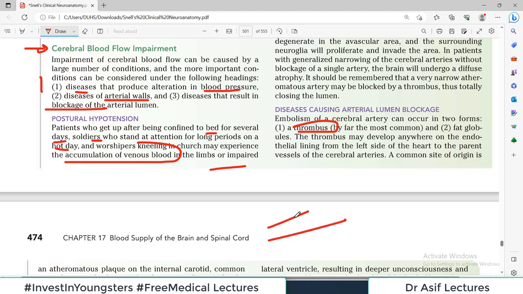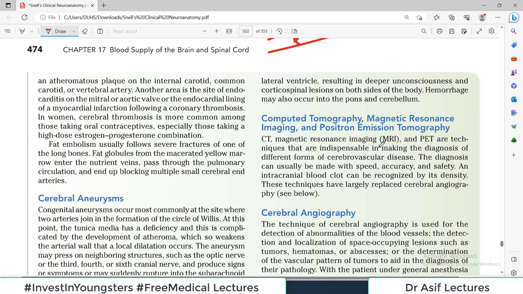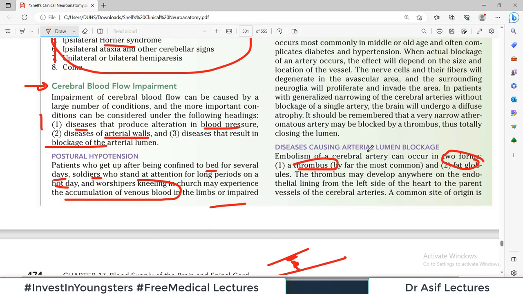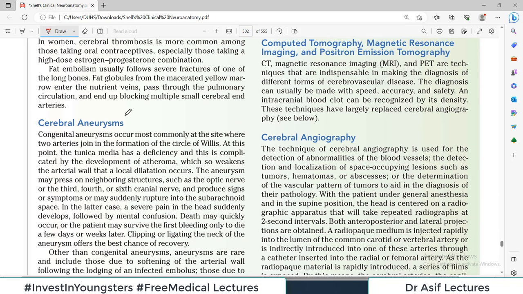So if there is a vessel there and there is atheromatous plaque, it can bleed, it can make a thrombus and block the whole artery. There can be fat globules blocking the artery, that is also very common. And because of all these, if the arteries are blocked, there is reduced blood supply to the brain. Then cerebral aneurysm is also an important thing to discuss.